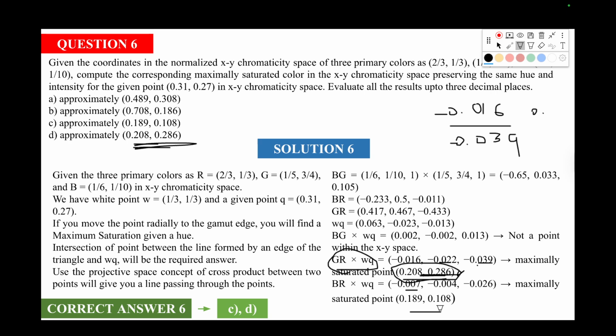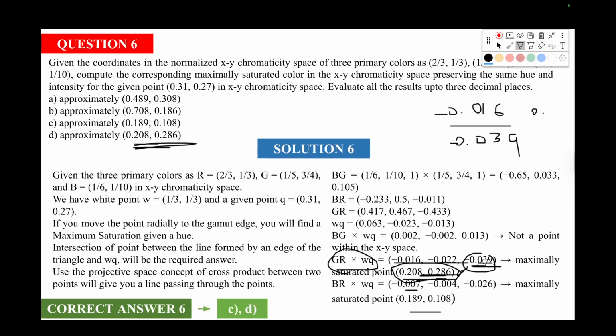I don't think it is half of anything, because 0.286 is also not half of this. So whatever value you get, that will be the answer. You divide the first value by the third value, and the second value by the third value. This third is nothing but the scale, right? This is homogeneous coordinate, so to get the value in inhomogeneous coordinate, we divide by the scale.